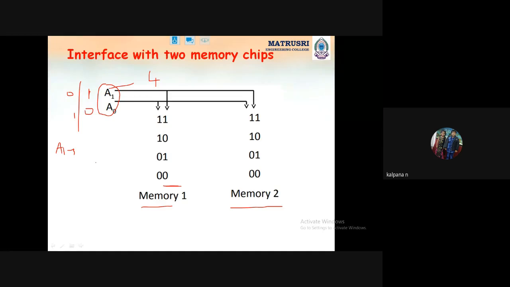If we have more than 4, then we should use A2 as well: A0, A1, and one more. Now 0 0 0 means chip 1 will be selected. 0 0 1 means the second chip. 0 1 0 means third. 0 1 1 means fourth. 1 0 0 means fifth. 1 0 1 means another. 1 1 0 means another. 1 1 1 means the last. Understand? Like this, memory chips will be selected.